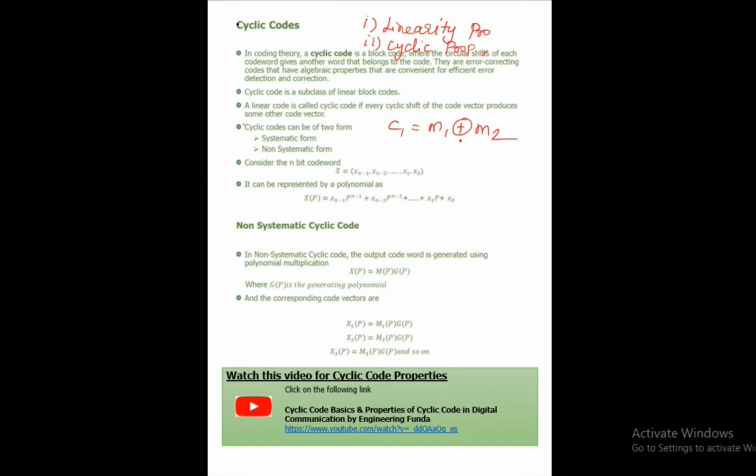Here we are saying the term add, but actually it means modulo-2 addition. So your cyclic code satisfies the first property, the linear property. Next one is the cyclic property.